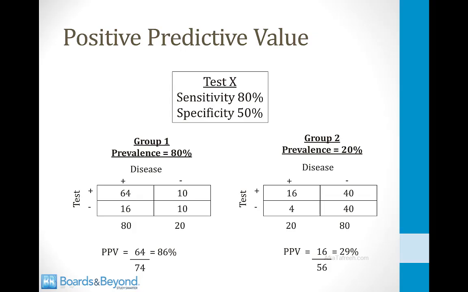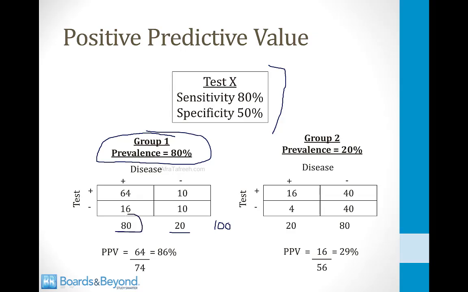We're going to repeat that calculation now for positive and negative predictive value. Let's suppose test X has a sensitivity of 80% and a specificity of 50%. We're first going to test it in group one, where disease prevalence is 80%. So we're going to create 100 imaginary patients here, and we're going to split them up by disease prevalence. So 80 of them go over here for disease positive and 20 go over here for disease negative.